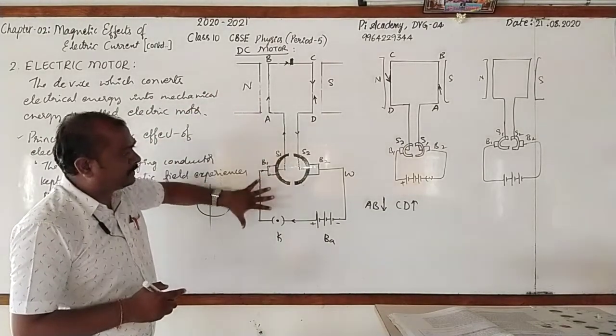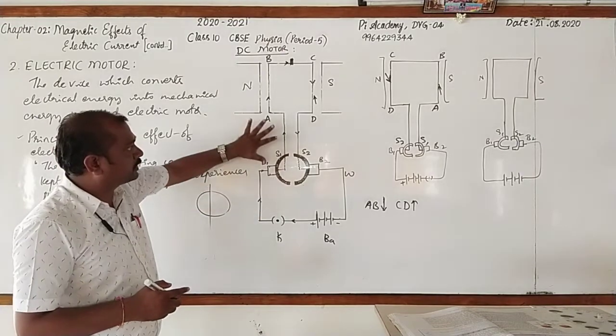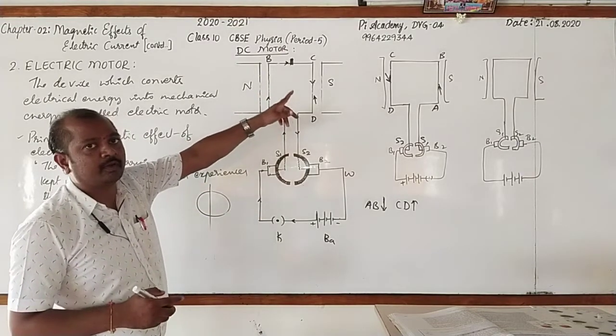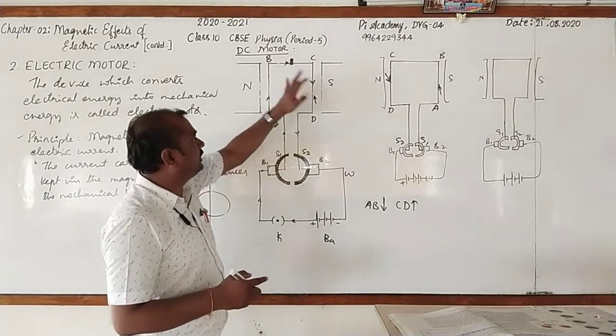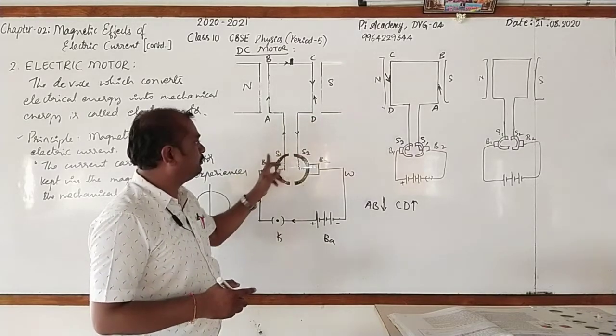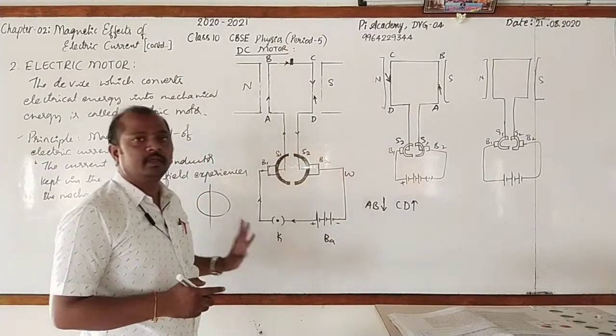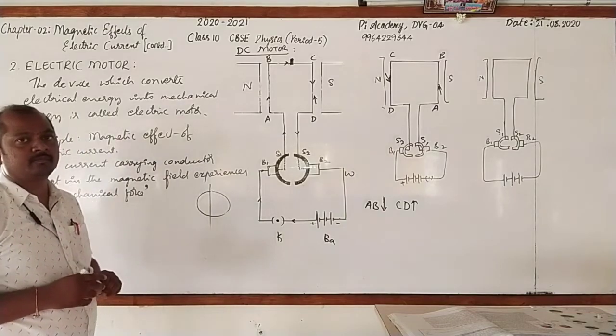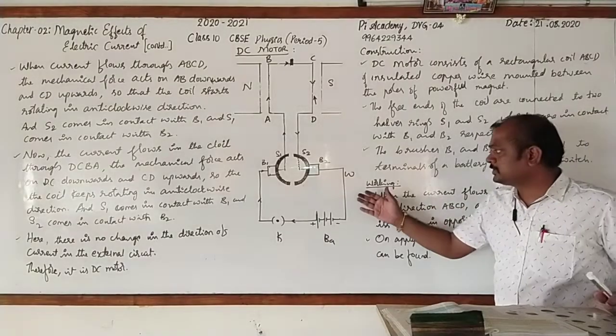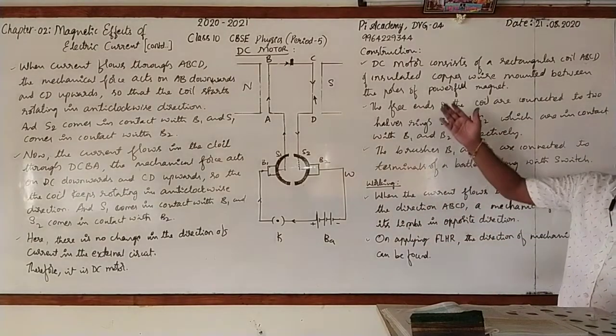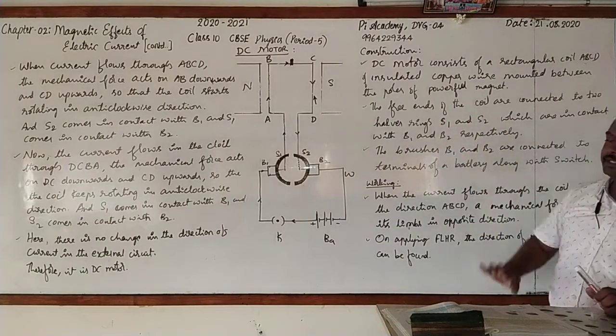Please go for copying this. After copying, after drawing, go for labeling them: N and S, A, B, C, D, S1 and S2, B1 and B2, W, BA and K. Yes. Please go for writing the construction and working.